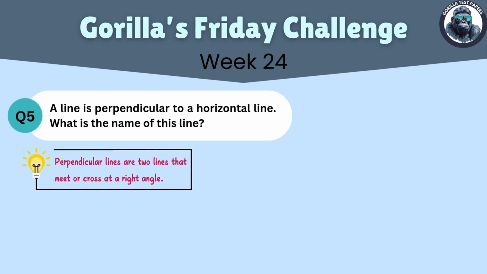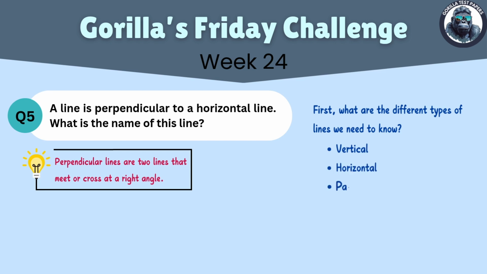Alright, let's get into it. So finally, for the last time, let's remind ourselves of the different types of lines we need to know. So there's vertical, which goes straight up and down, horizontal, which runs from left to right, parallel, which are lines that are always the same distance apart and never meet, and there's perpendicular, which are lines that cross at right angles. Now let's remember that perpendicular lines meet or cross at a right angle.